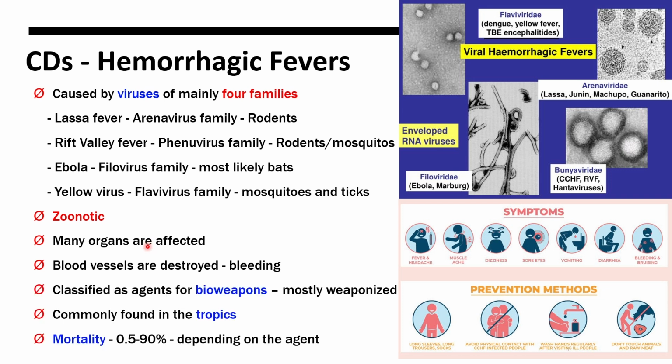So why are the hemorrhagic fevers so dangerous? Because the viruses that cause these diseases are used as bioweapons, and most of these diseases have been weaponized now, and they are commonly found in the tropics. The mortality rate of hemorrhagic fever depends on the agent, but it can go up to 90%. So it's very dangerous.